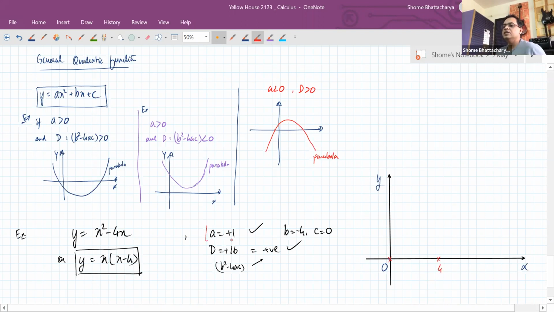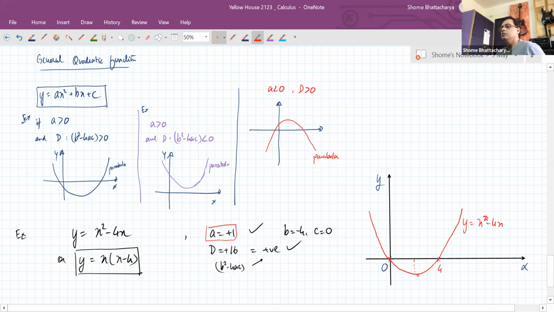And because the value of a is positive, which type of parabola should it be? It should be opening upwards. So this will be exactly this sort of parabola. Without any calculus, without any ordered pairs and all that, I've just done a bit of guesswork, and I showed you that this will represent y is equal to x square minus 4x.